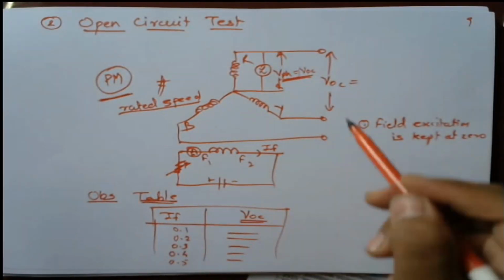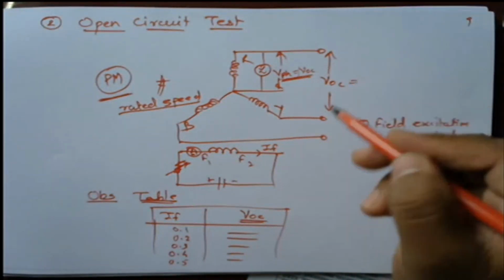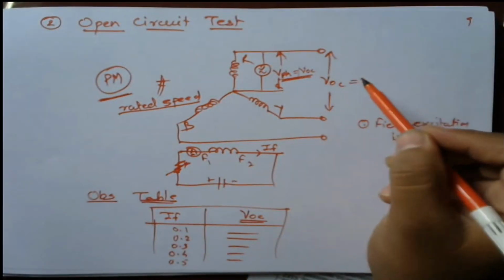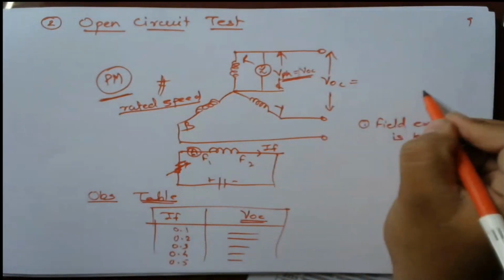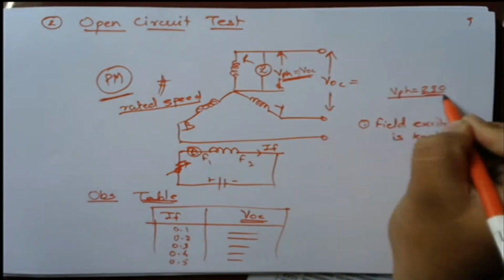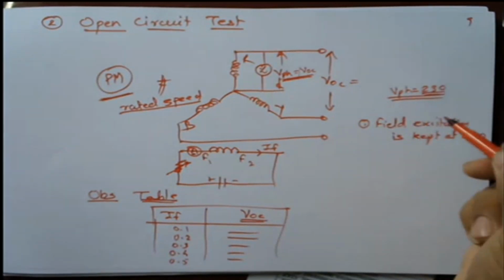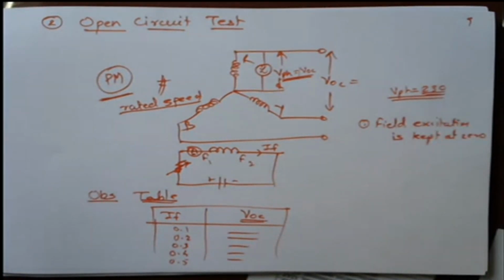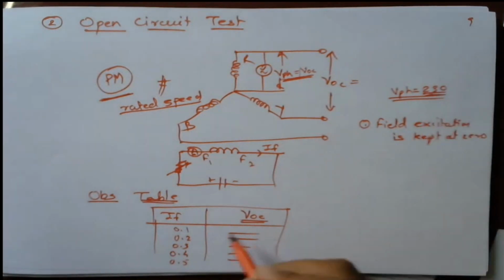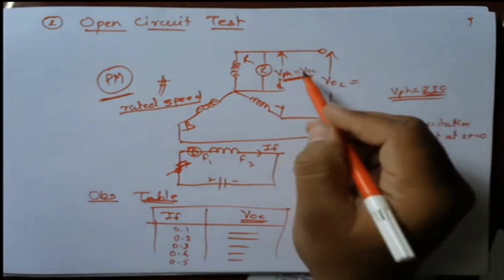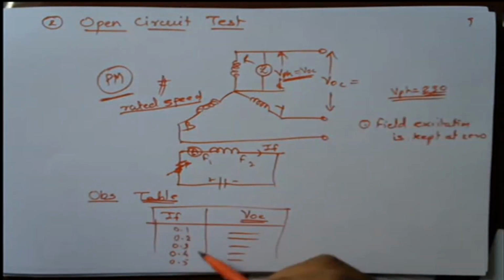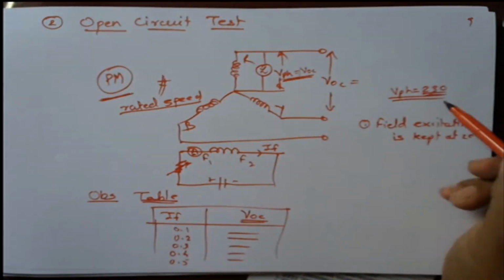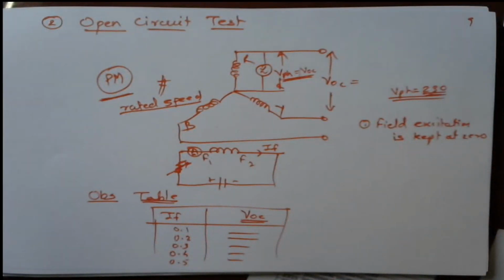Which value do we have to consider? As it is an open circuit voltage, we may increase this VOC up to 25 to 50% above the rated voltage. Let us suppose the rated phase voltage VPH is 230. We may increase 25% more, so we increase the field current till VOC is 287. So in the open circuit test, I can increase the field current to get 25 to 50% above the rated voltage.